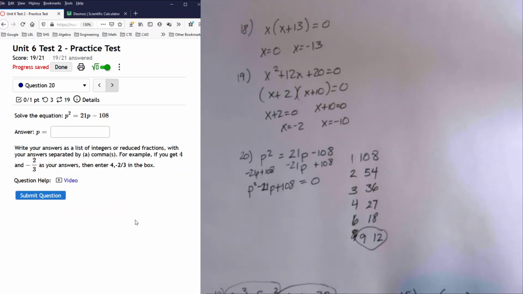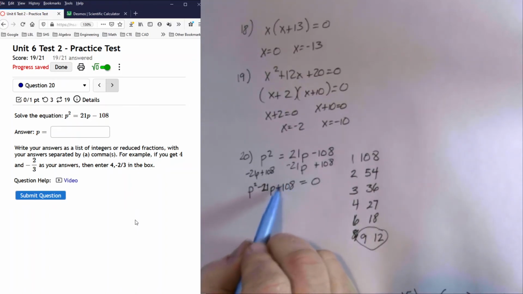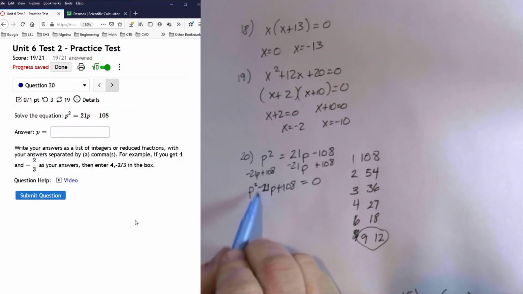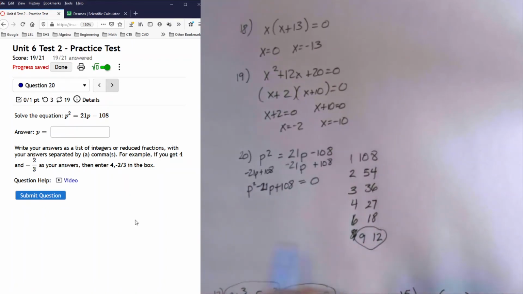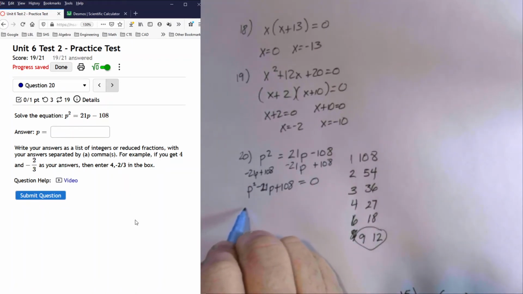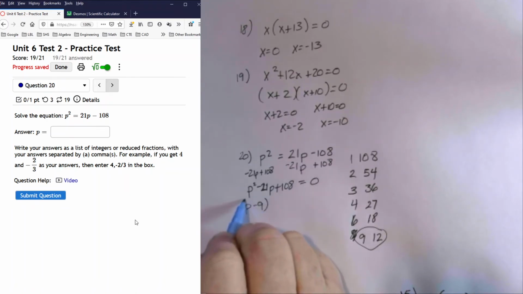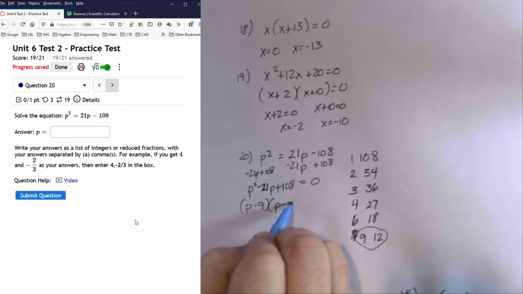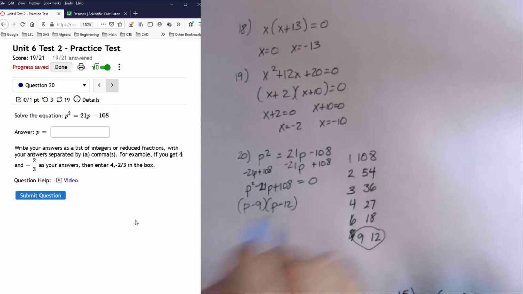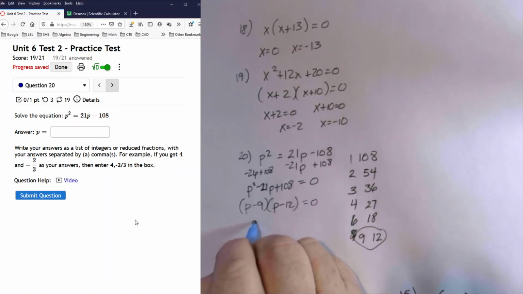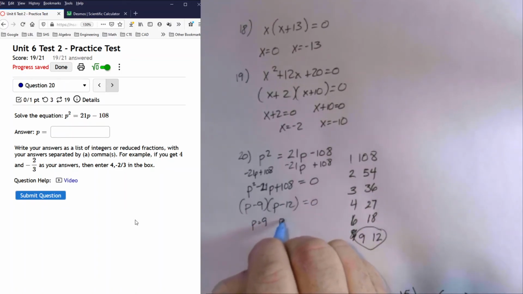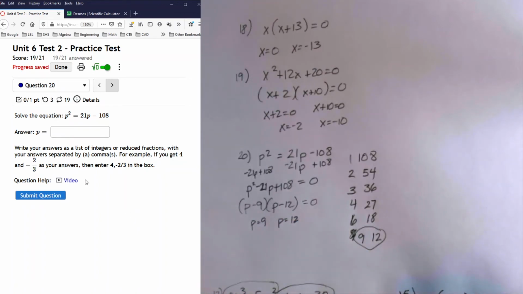So a little bit of a process to go through there and find those, right? So this is a positive number. The middle term is negative. That means that both of my factors have to be negative. So I'm going to have p minus 9, p minus 12. And that's going to equal 0. That tells us that p is going to be 9 or p is going to be 12. So there's our two solutions there, 9 and 12.